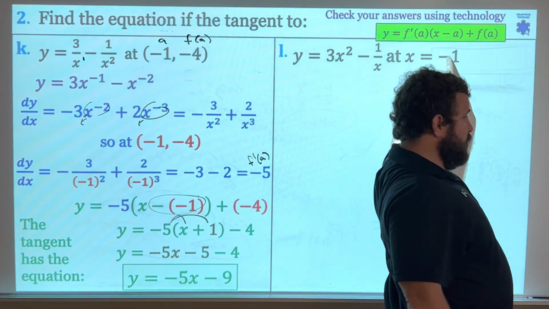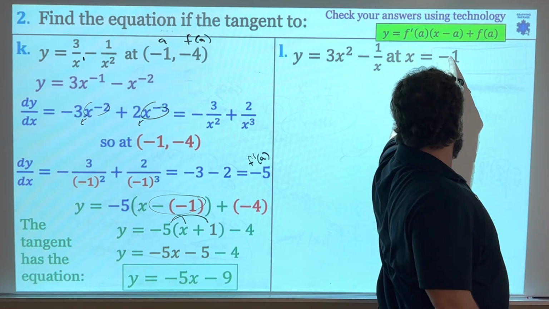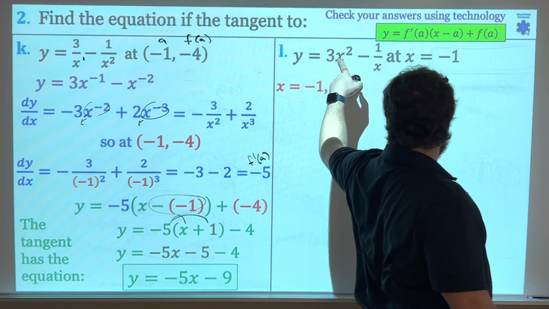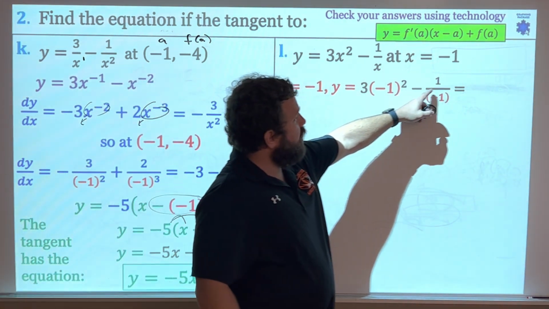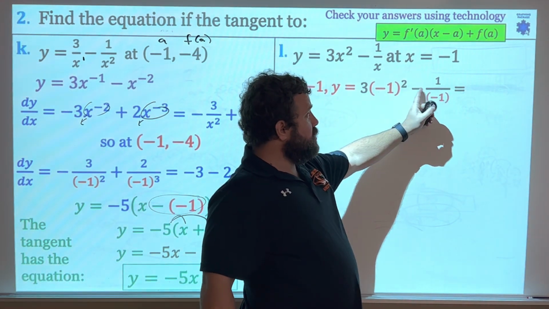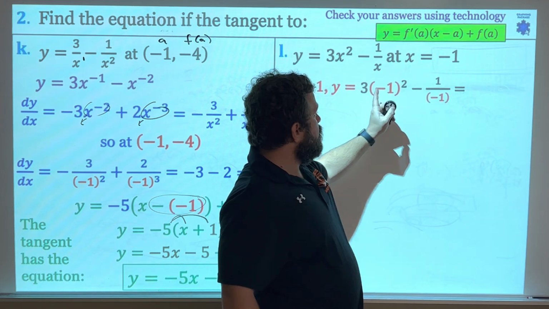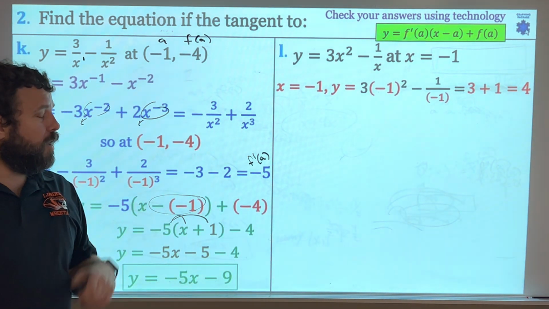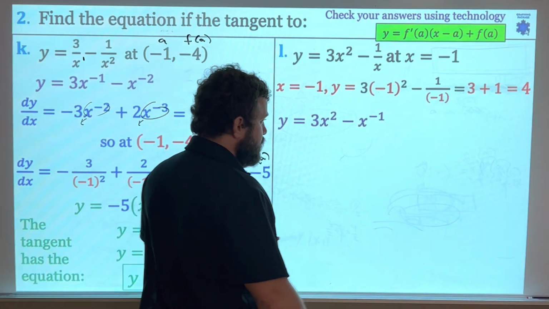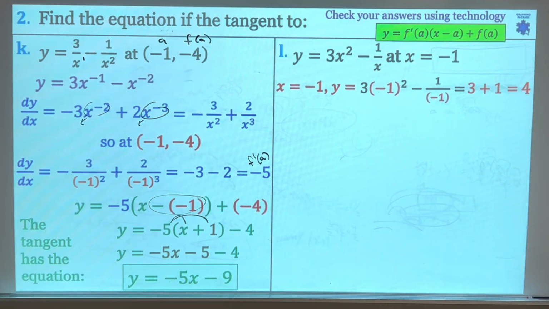Only given this, so we do have to find the y. The first step is to plug negative 1 in for x. 3 times negative 1 squared is 3 times 1. 1 divided by negative 1 is negative 1, so a negative negative 1 would be plus 1. So this would be 3 plus 1, which is 4. Our point of contact, therefore, is (-1, 4). Okay?